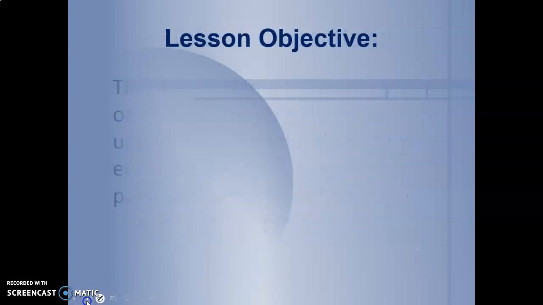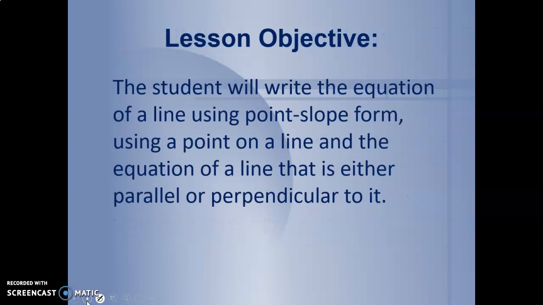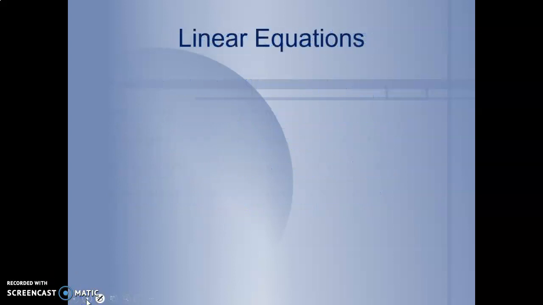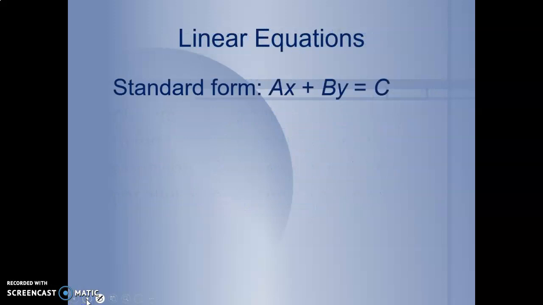Our lesson objective for today is that you, the student, will write the equation of a line using point-slope form, using a point on a line, and the equation of a line that is either parallel or perpendicular to it. Now, we've been talking about different forms of equations, different linear equations.